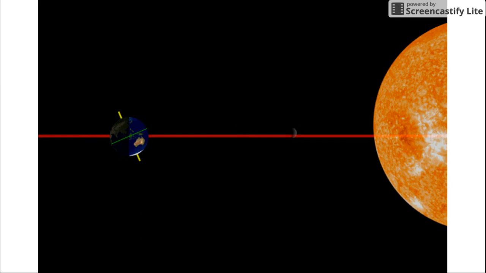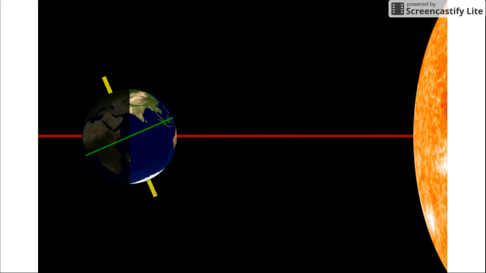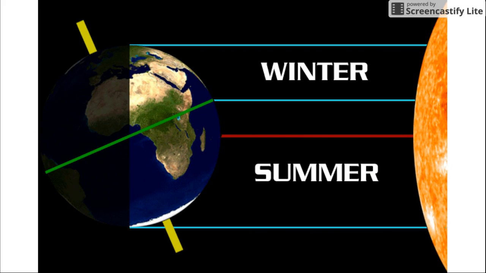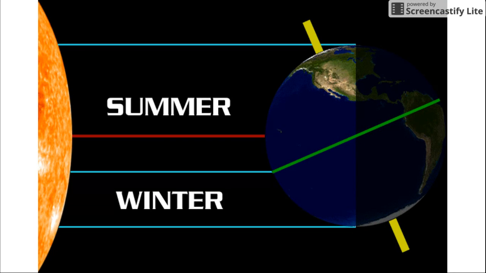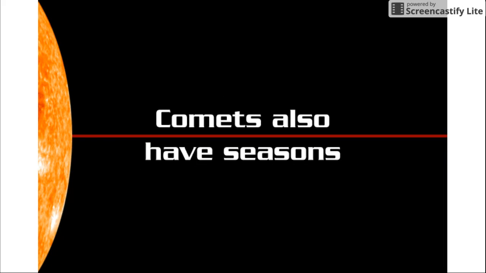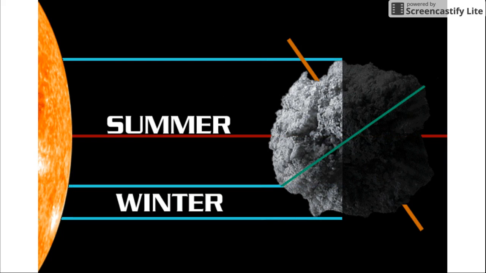Notice that in the northern hemisphere, it's winter because it's tilting away. In the southern, it's summer because it's closer to that sunlight. 6 months later, that reverses. The more direct part is the northern hemisphere, which is summer, and the further part is winter.